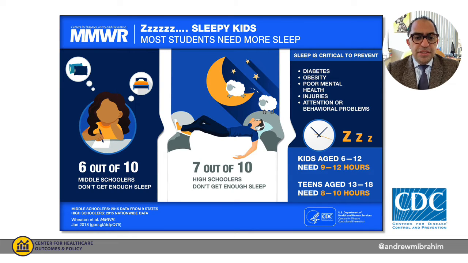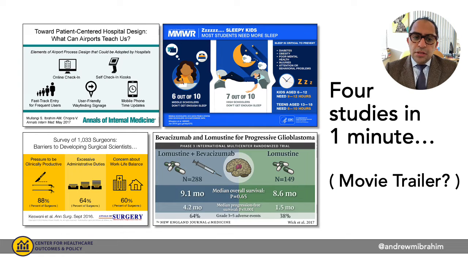And then finally, this is one from the CDC showing that 6 out of 10 middle schoolers and 7 out of 10 high schoolers don't get enough sleep per national guidelines. By no means are you an expert in any of those topics just by kind of looking at the visual abstract, but if you only had time to read one of those articles, you're now in much better position to choose the article that's relevant to what you want to learn.